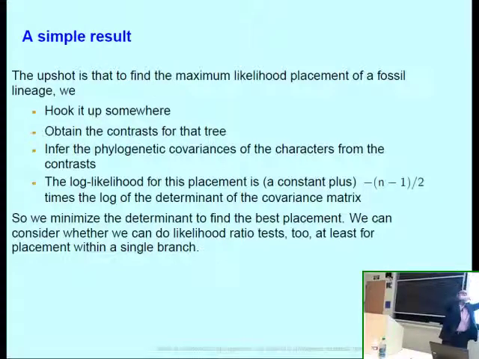So we take the one fossil and we go into the tree and hook it in all possible places, estimate the contrast and the covariances for each, find the determinant of the covariance matrix, and we try all possible placements till we find the one that minimizes that. If we have multiple fossils, you can do it iteratively.